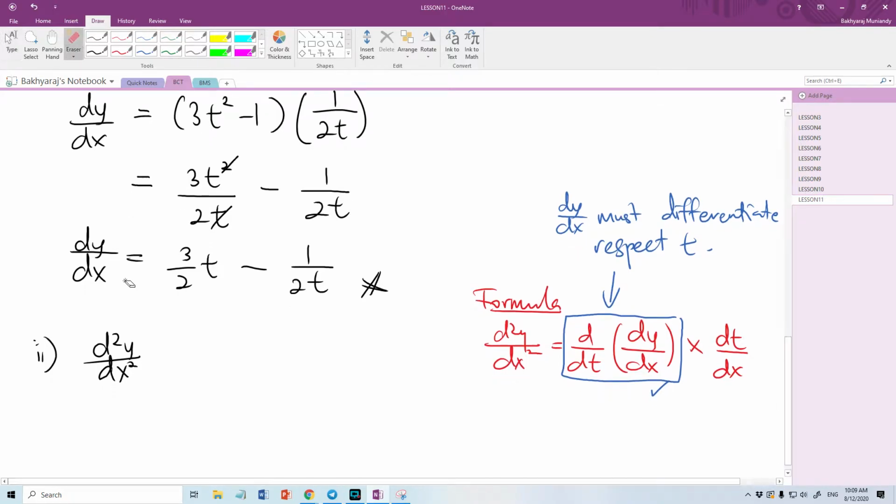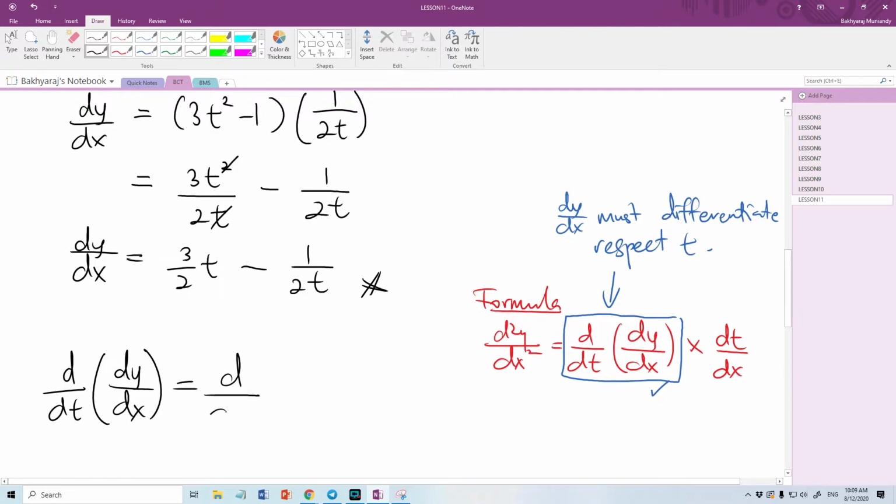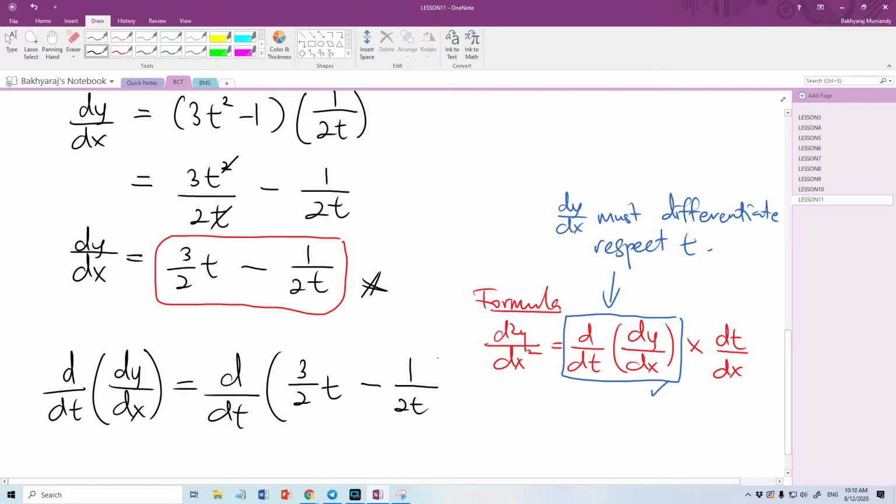Okay, first, saya padam ni. I need to get, I already have dy dx, right? Saya sudah ada dy dx. So I need to find d over dt of dy dx. Okay, macam mana kita nak proceed ni? So first of all, kita nak differentiate apa? Kita nak differentiate yang ini. Okay, we want to differentiate this. Ini kita masuk dalam formula dia: 3 over 2 t minus 1 over 2t.